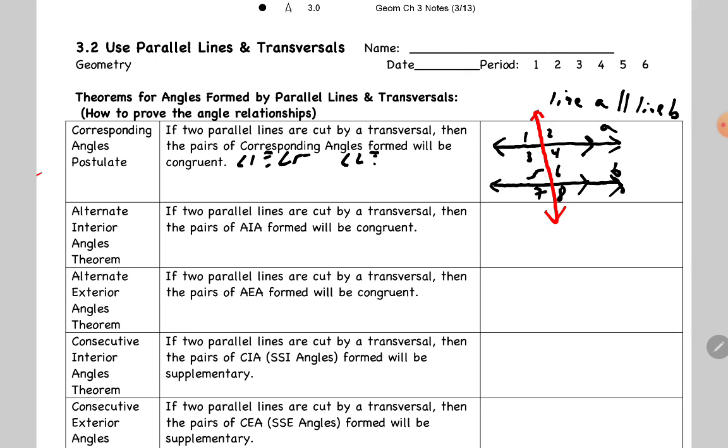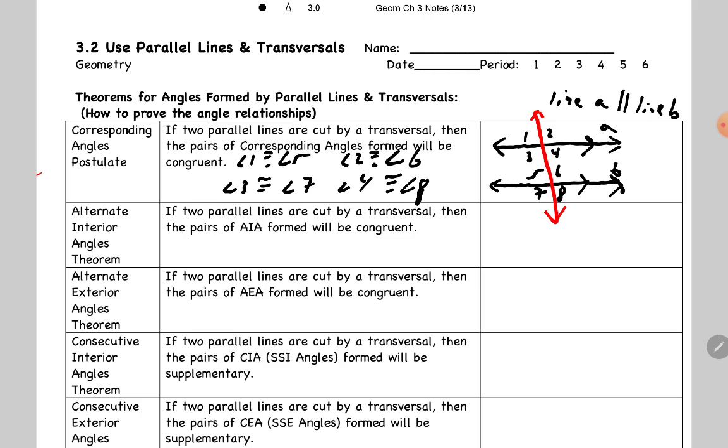Angle 2 is congruent to angle 6. Angle 3 is congruent to angle 7. Angle 4 is congruent to angle 8.